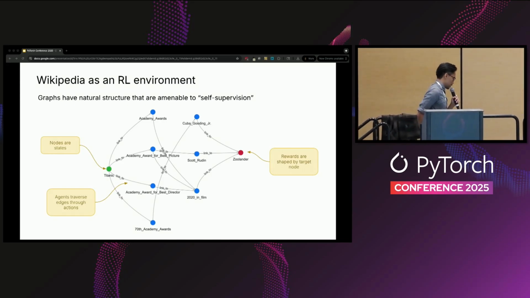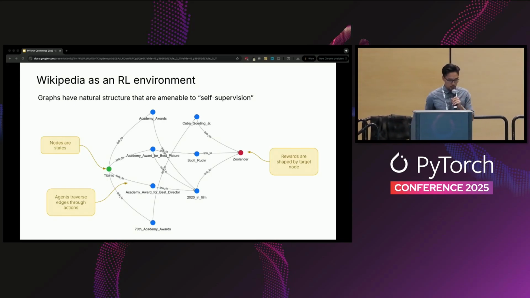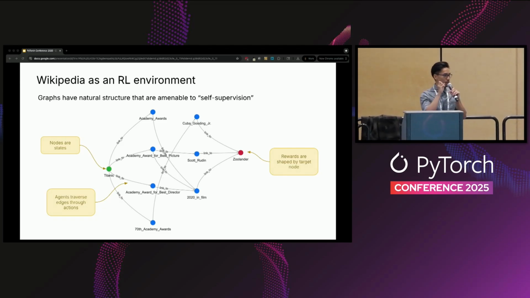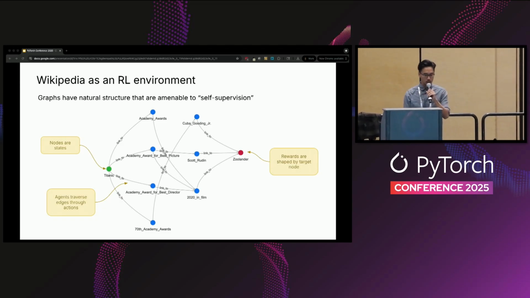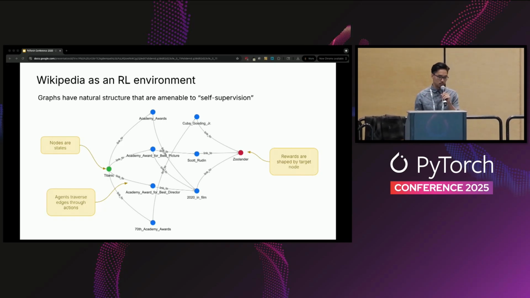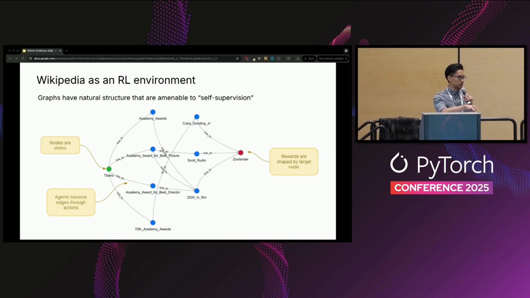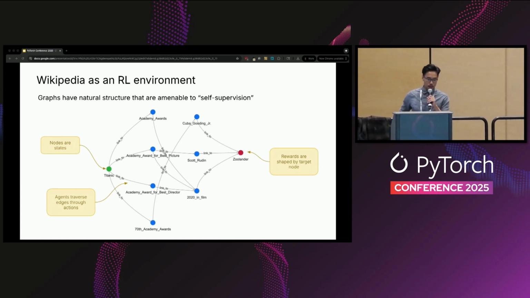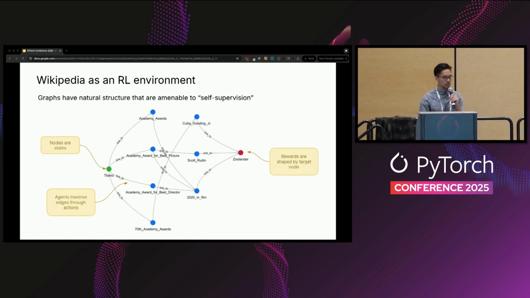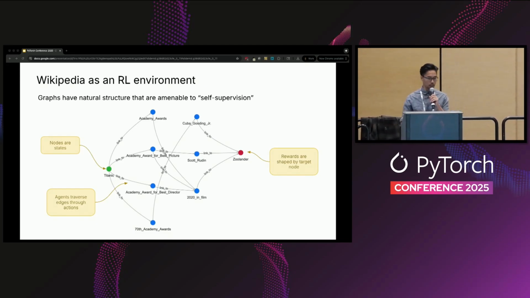So with Wikipedia as an RL environment, it's fairly easy to see how you can pull out a self-supervised reward signal from this, right? So nodes are states. Agents traverse edges through actions. So they select URLs from the context window. And rewards are shaped by the target node. And here, there's a lot of reward engineering that's more art than science. And I'll share a little bit on that a little later.